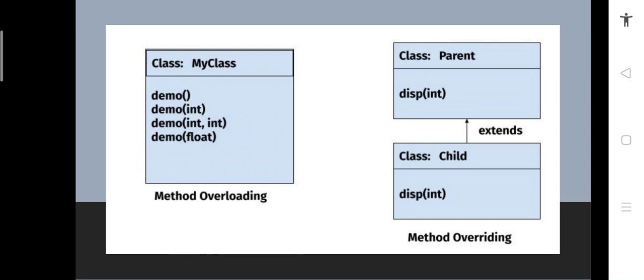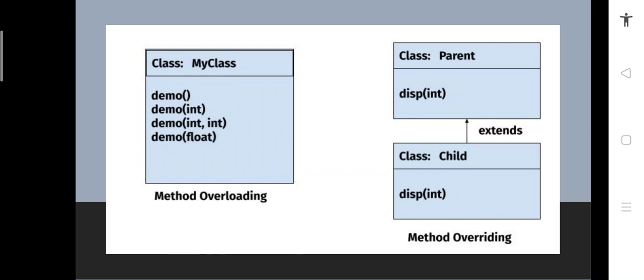Let's get to the next point. A difference between method overloading and method overriding: overloading must have at least two methods by the same name. If there is only one method, why would it be called overloading? If there are no two methods with the same name, we can't differentiate anything. If we have one method, it's not called method overloading.